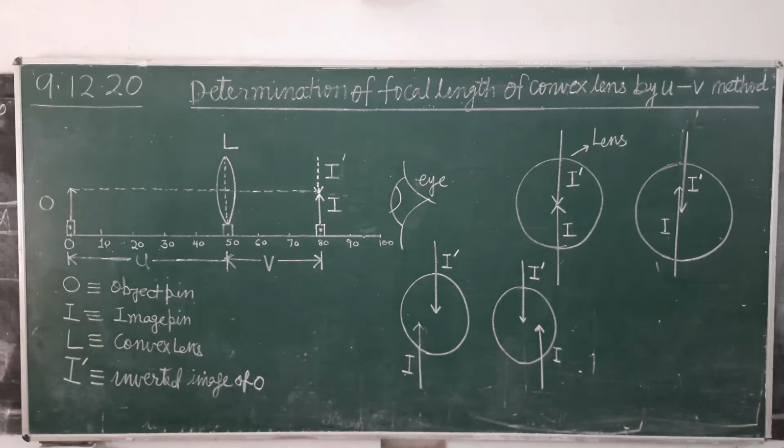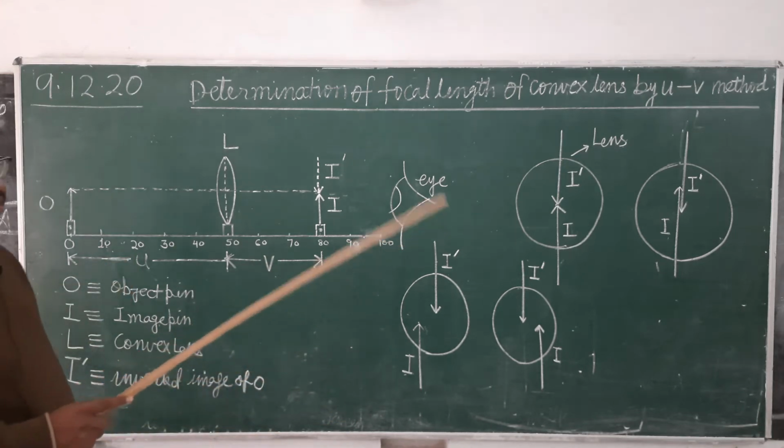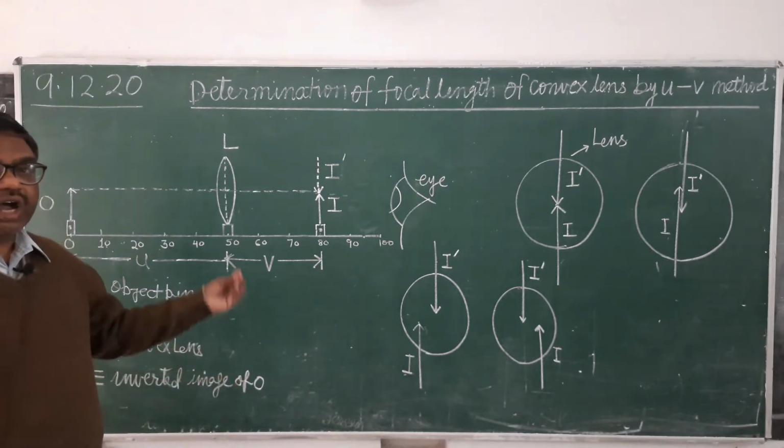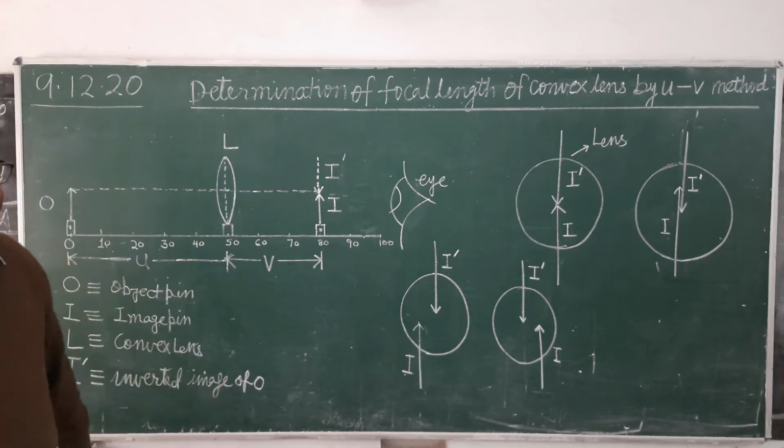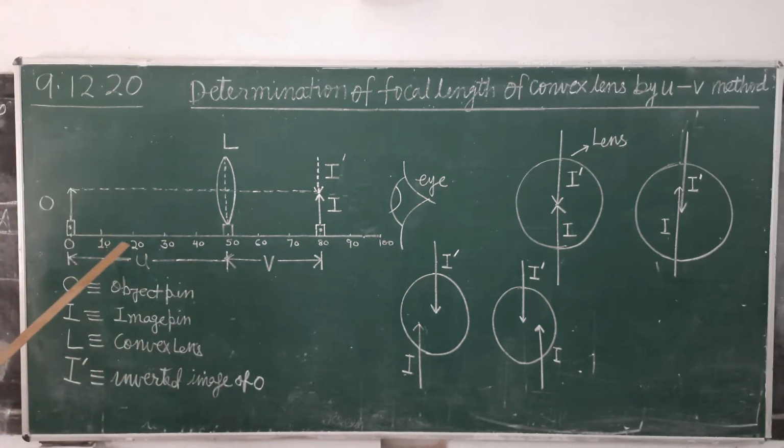Now in UV method what we will do is, for the different values of U we will determine V. U की different values के लिए V की value हम लोग determine करेंगे. How will you determine? By removing the parallax. It's clear? Usually the values of U are given in the question paper.